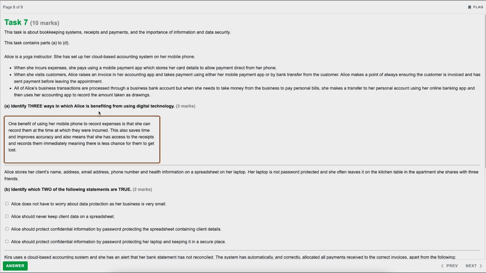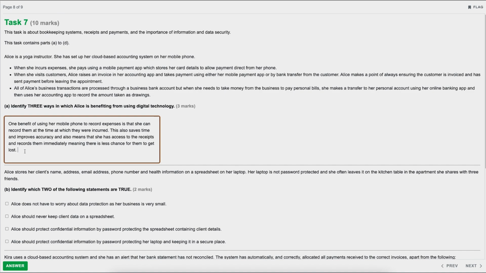Now for this last point, I think I'm going to pick up on this last bullet point where it talks about her transferring money from the business to personal account using her online banking app. It's very, very useful because one of the things as an accountant that can be quite irritating is when somebody pays for personal expenditure from their business account. So the 2 should be kept separate. So that's another way that she's benefiting from using digital technology.